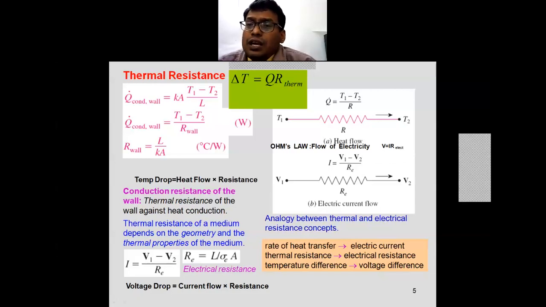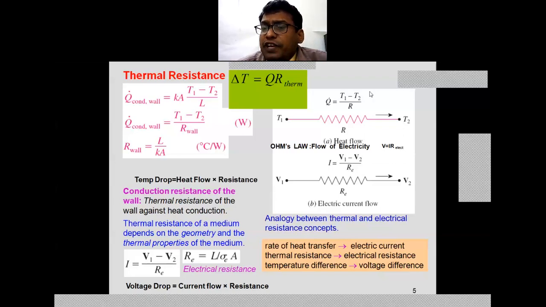So this is the heat resistance R. Now coming to the electrical resistances. According to Ohm's law, the flow of electricity is defined as V is equal to IR: voltage is equal to current into resistance. This is what we have already studied in the lower standards, that is Ohm's law, which is related to the flow of electricity.